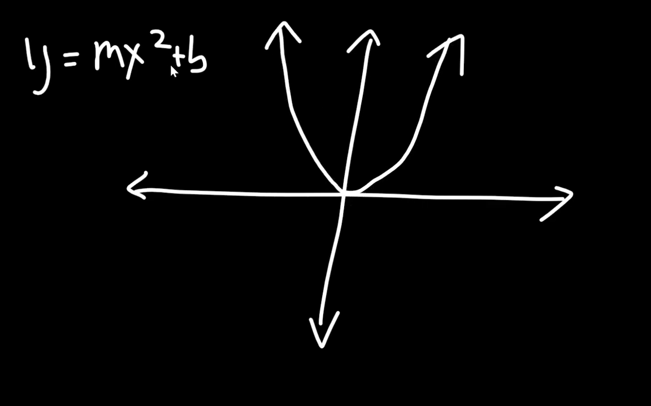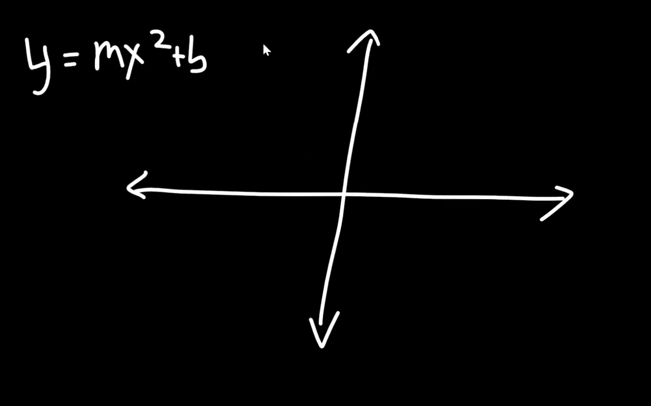In this case, you cannot have a negative. There's no way the graph ever touches negative y. So that means y can never be negative 1 in this graph. The graph is opposite if m was negative, then it would look like this, and y would never be positive. So just keep that in mind.